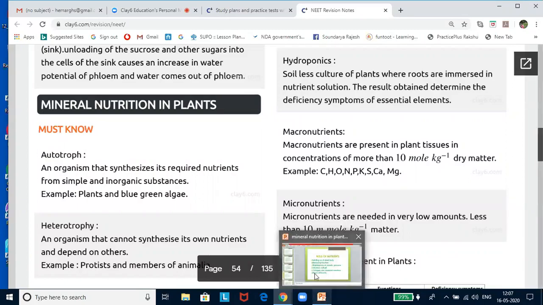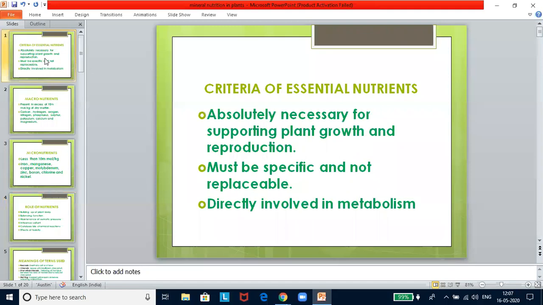Now, what is the criteria for the essential nutrients? It should be absolutely necessary for supporting plant growth and reproduction. Without this nutrient, if the plant is not able to grow or reproduce and form seeds or flowers, then that element becomes an essential nutrient.